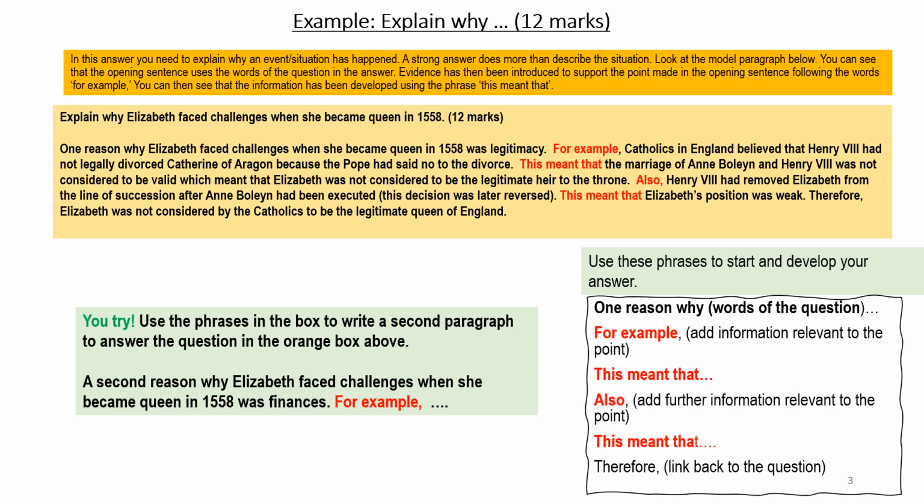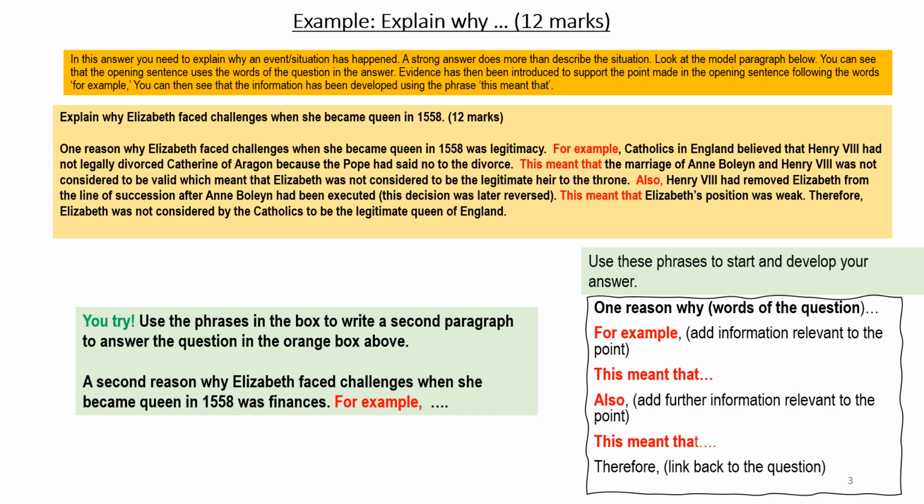If you don't put the words this meant that in your answer, you are describing events, which means that you are capped with a number of marks that you can get. To make your paragraph even stronger, then you also need to add more evidence. So once you've written your this meant that statement, you're then going to write also and bring in a second piece of evidence. So in this case, also, Henry VIII had removed Elizabeth from the line of succession after Anne Boleyn had been executed. This meant that Elizabeth's position was weak. Therefore, Elizabeth was not considered by the Catholics to be the legitimate Queen of England.